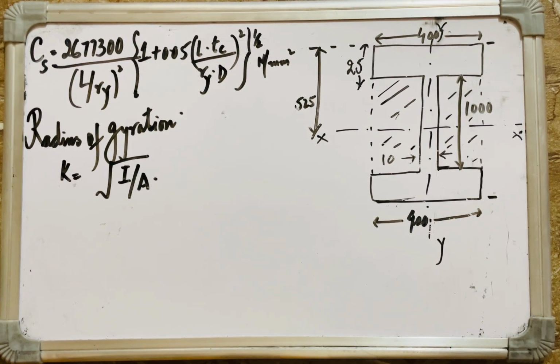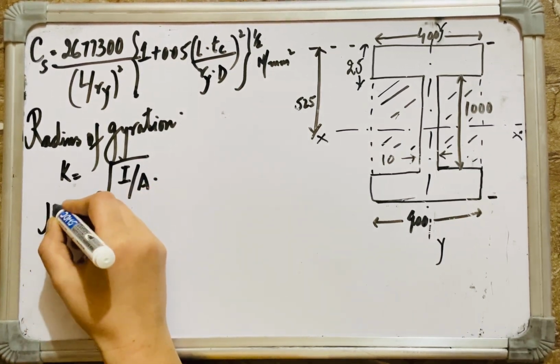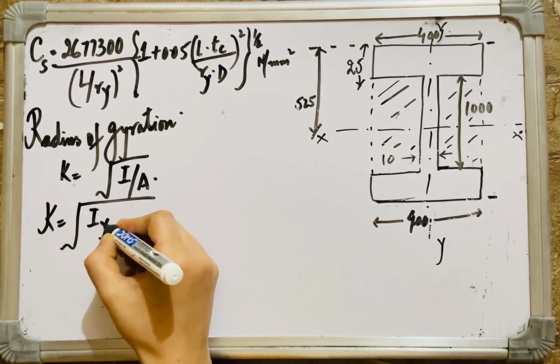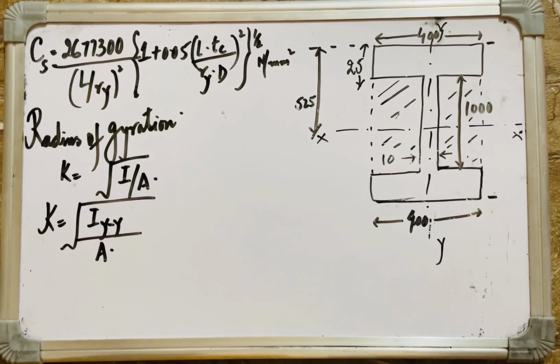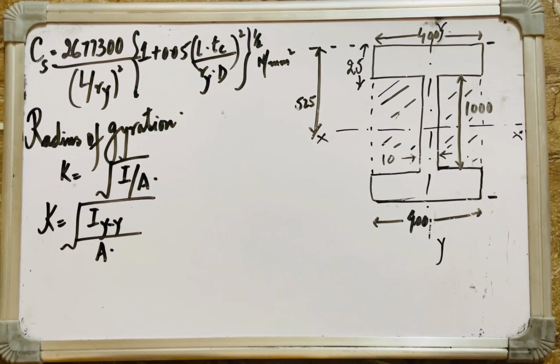Now the question arises, moment of inertia, which moment of inertia? Have we to take moment of inertia about the xx or the y axis? Is this Ixx or Iyy? But let me tell you, it is Iyy divided by A. For calculating the radius of gyration, we have to take the moment of inertia of this trial section of the plate girder about the y axis.